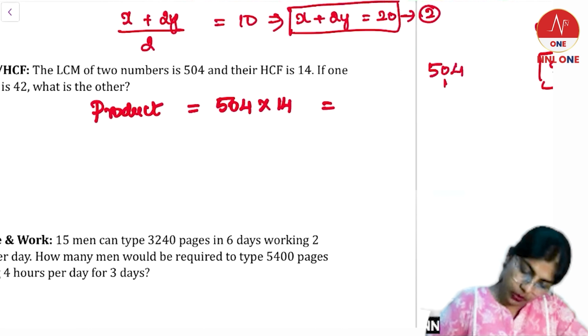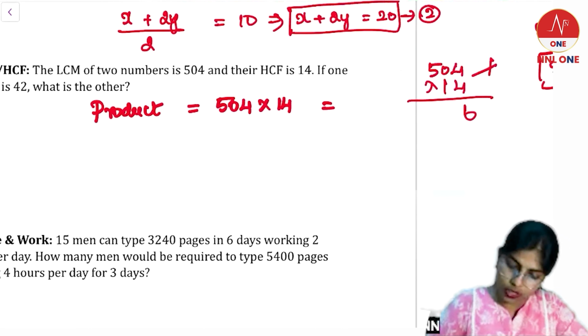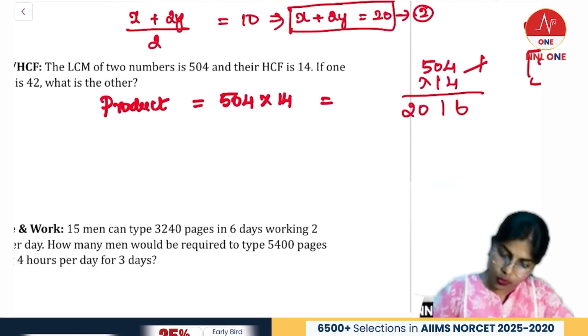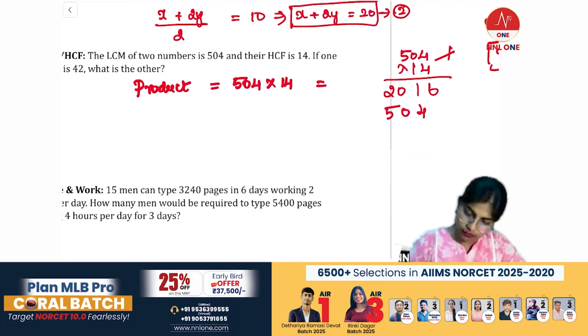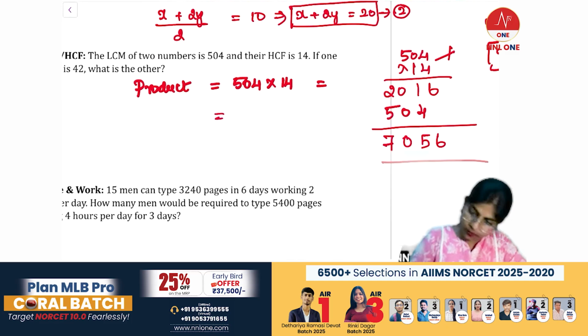504 into 14. 4 into 4 is 16. 4 0s are 0, 4 5s are 20. 1 into 4 is 4. 4 1s are 4, 5. It is 7056. 7056 is your resultant answer.